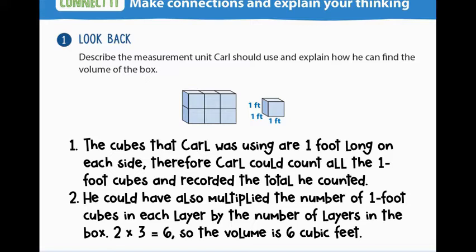Now, our unit cube that he had actually had the units of feet. So we would say cubic feet. That changes. It's not cubic units because we've actually named this cube as cubic feet.